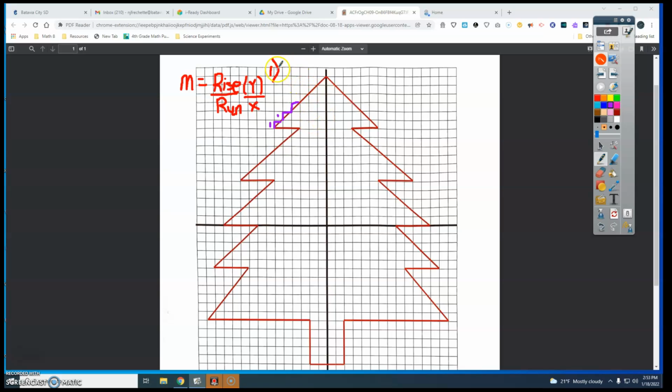Our slope here is just m equals 1 over 1.